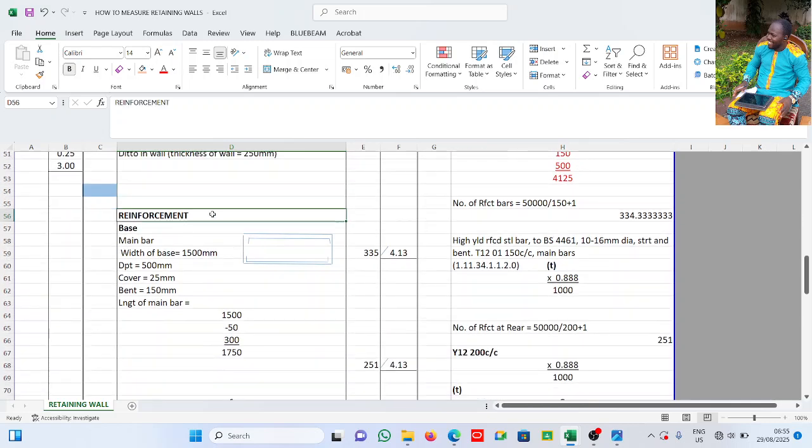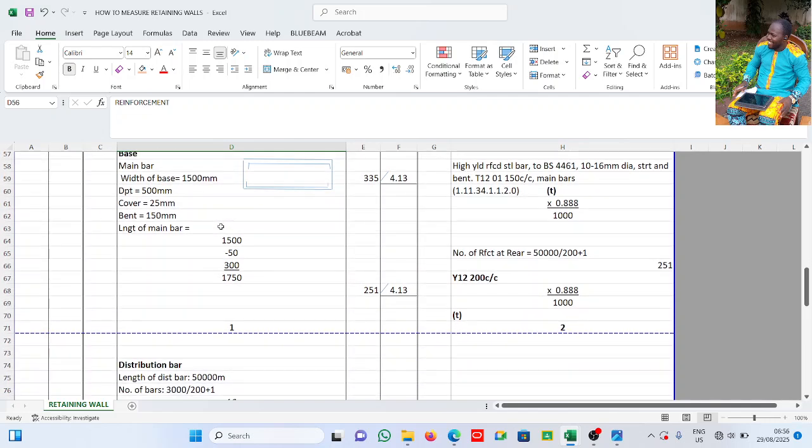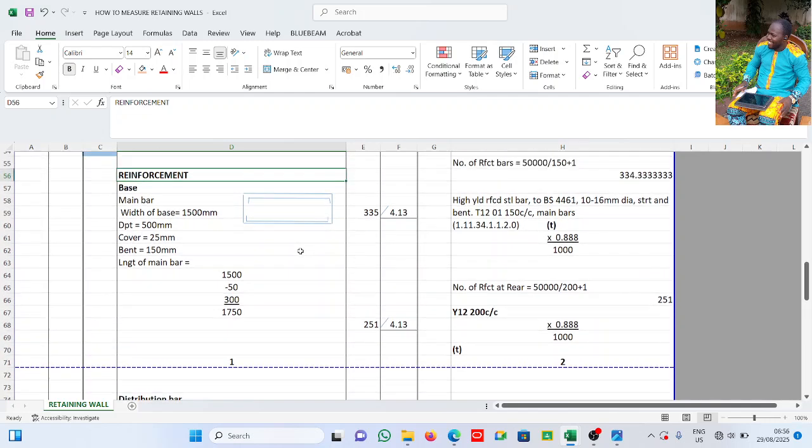Now, for structures like this, normally maybe the civil engineer or the structural engineer that designed it gives a bar bending schedule. But if we don't have a bar bending schedule, what do we do? Now, as QSs, we don't wait for bar bending schedules. If it comes, great, but if it doesn't come, great also. All right, so let's see the reinforcement. Firstly, we see the reinforcement to the base, and then the reinforcement to the walls.